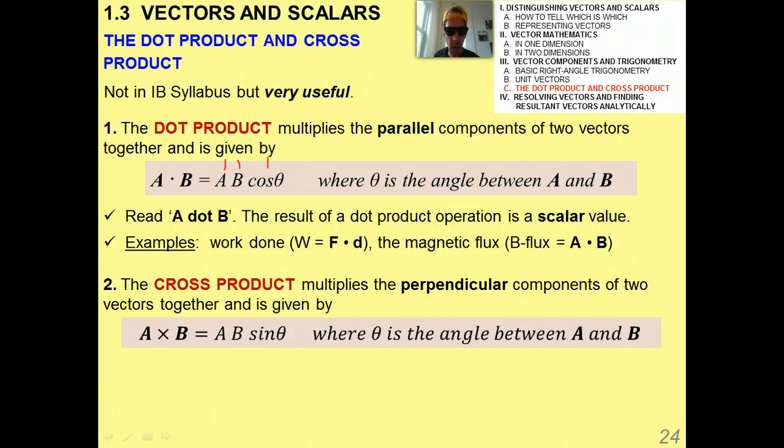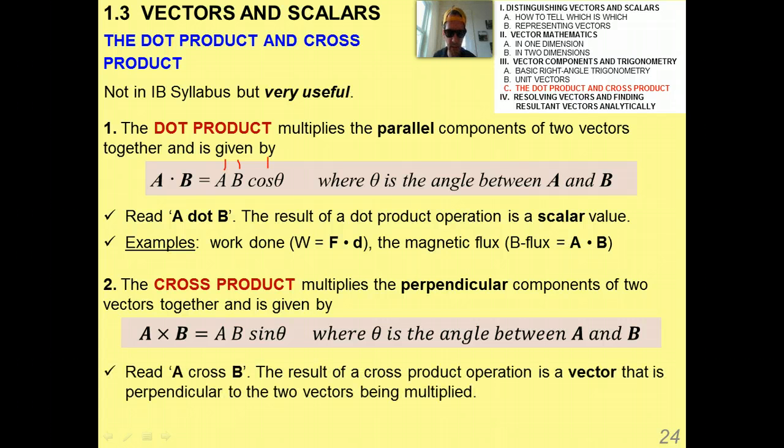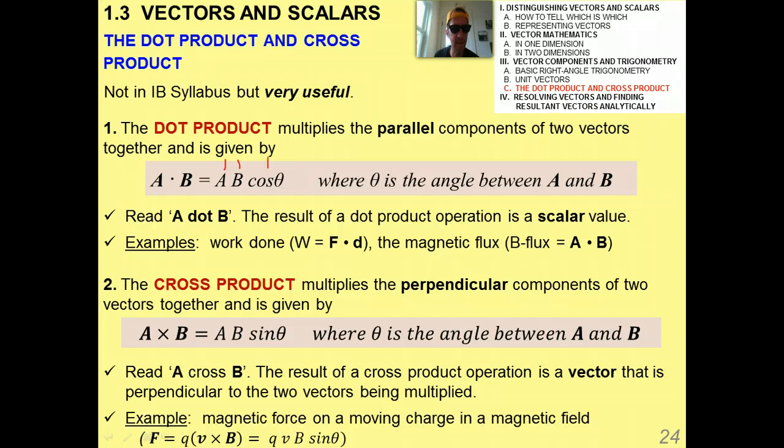So it's AB times sine theta, where theta is the angle between vectors A and B. Turns out that the result of a cross product is a vector that is perpendicular to the two vectors being multiplied, and that's because the sine of theta gives us only the perpendicular components of the two vectors when they're multiplied together. And we say it's A cross B.